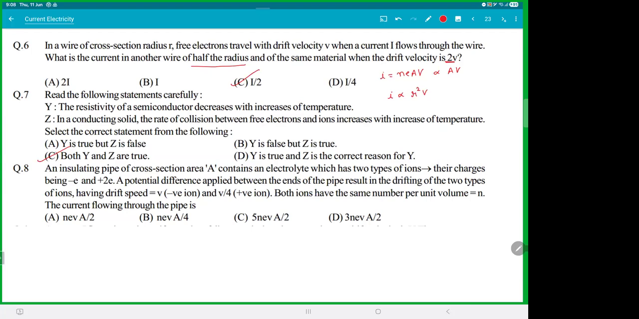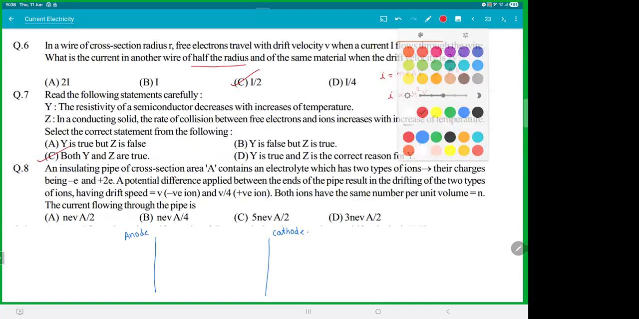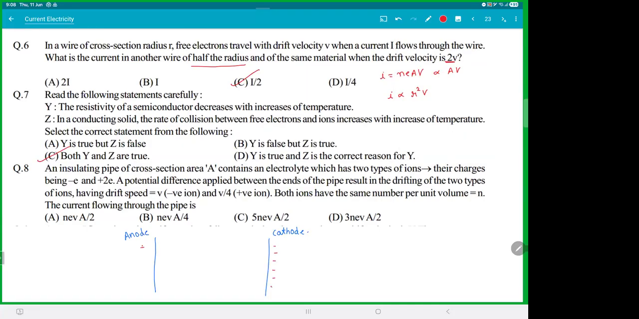Okay, let's see the next one. Now be careful here. An insulating pipe of cross section A contains an electrolyte, two types of ions, plus and minus. So we applied a potential difference. If you see, we have an anode and a cathode. It's not important, but just to give an idea. Your cathode is your negative charge, anode is your positive charge. Now you have these ions which are 2e, the positive charge, right? They will go towards the cathode. The electrons, which are the negative charge, will go towards the anode. They're going in the opposite direction.